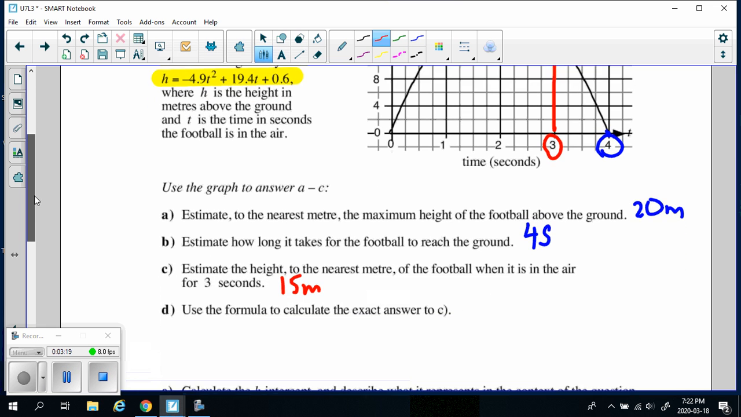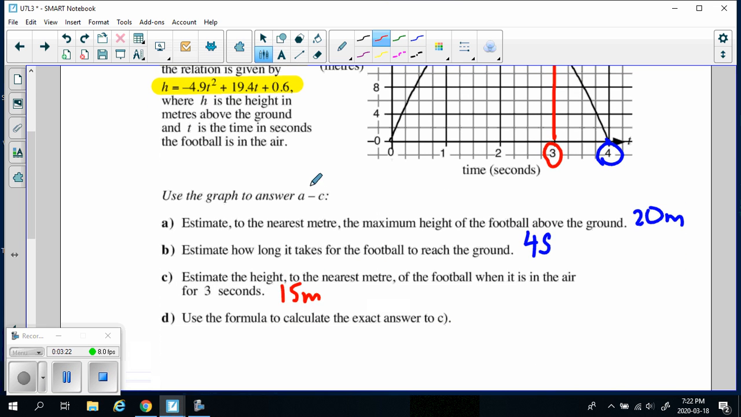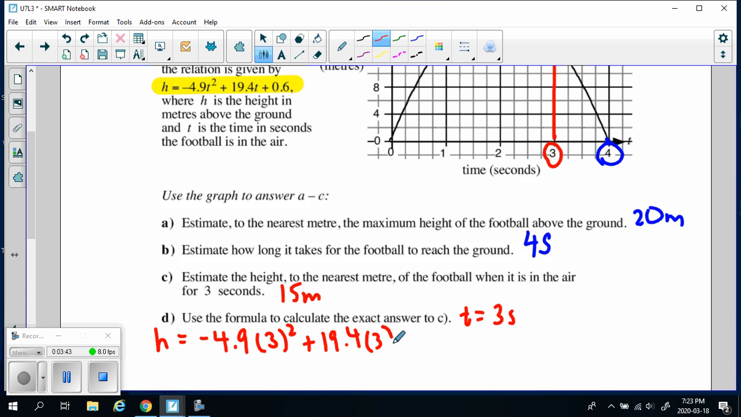The more important thing is, can you use the formula to calculate the exact answer? In this case, they've given us that the time is 3 seconds, and they want us to use the formula, which they've given us here, in order to calculate the true height. So the height is negative 4.93 t squared plus 19.4 times 3 plus 0.6. If you put that in your calculator, you should get 14.7 meters. And that's pretty close to the 15 that we estimated.